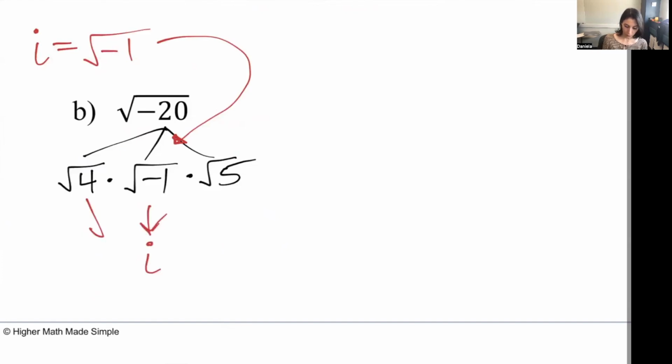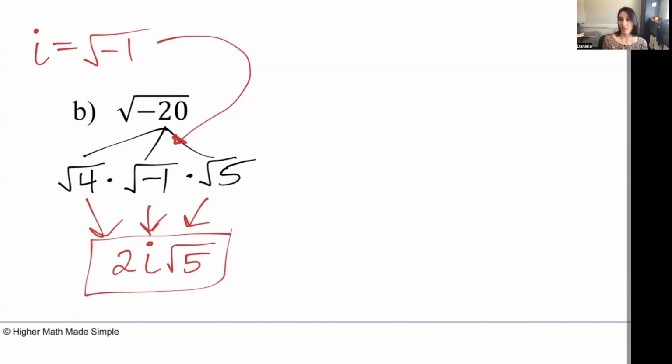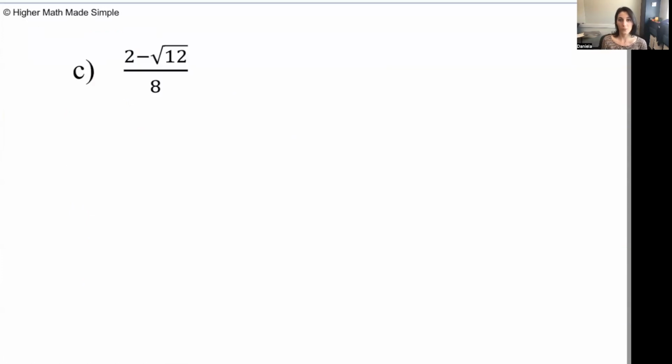The square root of 4 is 2. And then 5 is not a perfect square, so you're just going to leave it as radical 5. So we always write the whole number first, and then the i in the middle, and then the radical last. That's why I like to write the negative 1 in the middle.